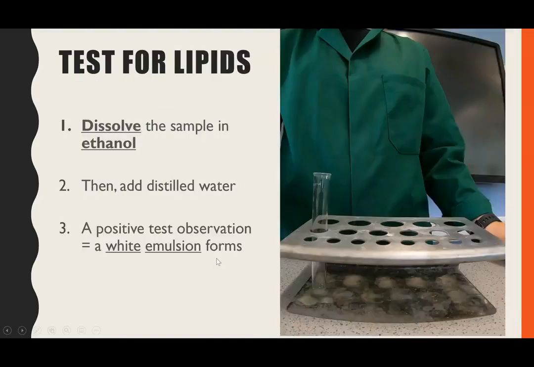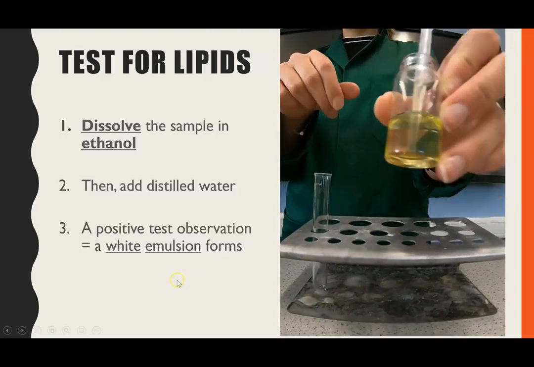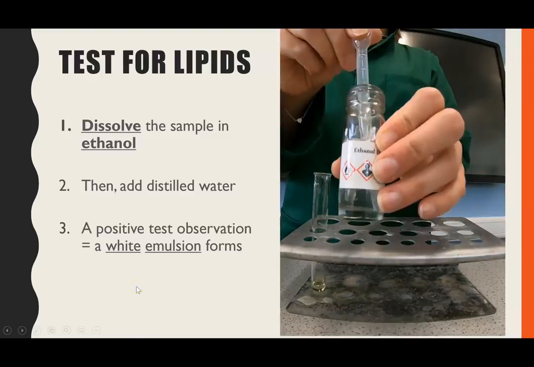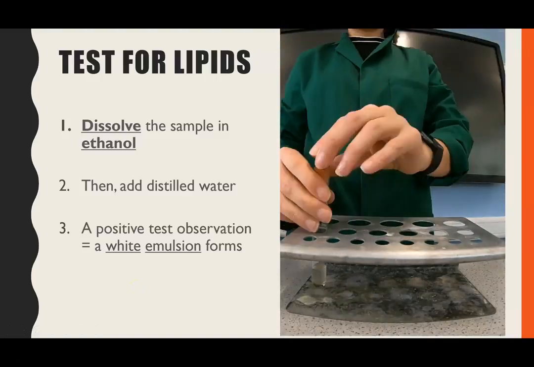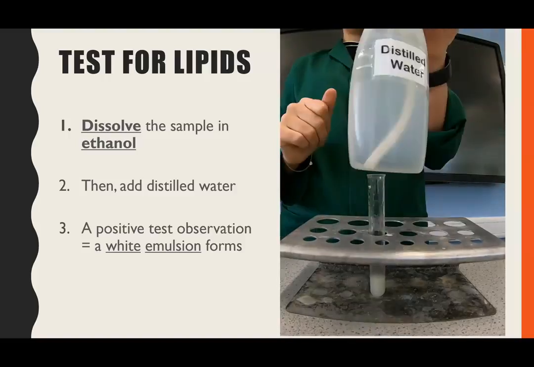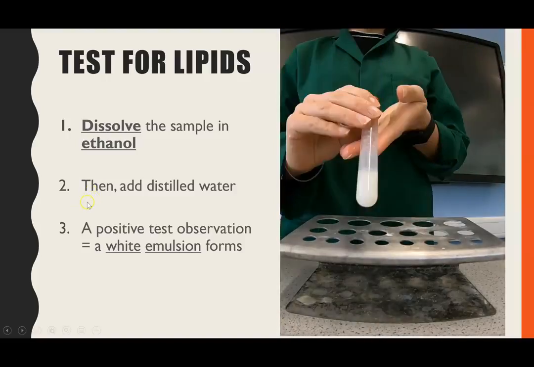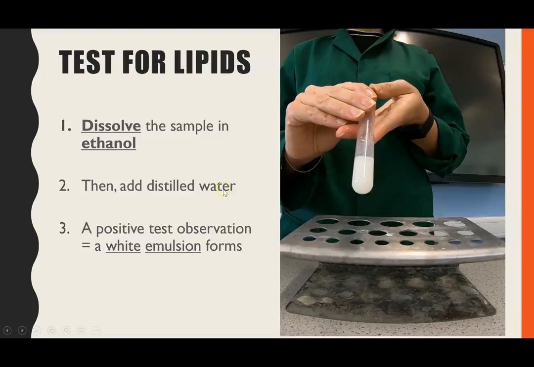So the last test is the test for lipids, and I'm going to use oil as my lipid. And step 1 is you have to dissolve the lipid in ethanol. So to dissolve it, bung on top, shake it up, and it is dissolved. The next stage is you add distilled water and shake it again. Positive result is it's white in colour, and it's an emulsion. So you would have to state both of those parts, the colour and the fact it's an emulsion. There's no precipitate, there's no solid that has been made, it is just an emulsion.